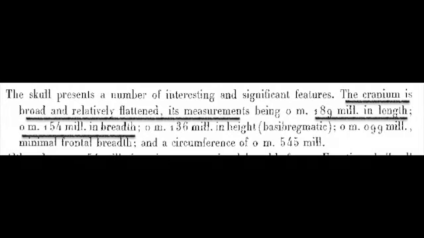Okay, so this book is from Elliot Smith, written in 1912. And this is one of the first measurements of Akhenaten's skull, one of them. Now, it reads, the cranium is broad and relatively flattened. Its measurements being 189 millimeters in length and 154 millimeters in breadth.